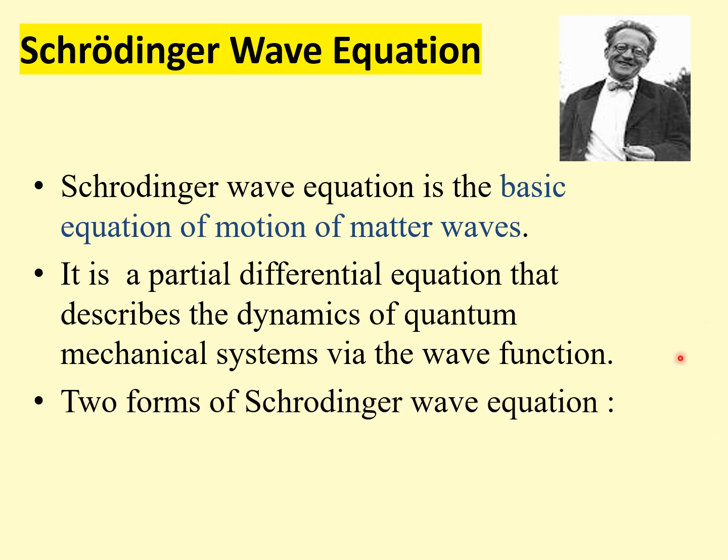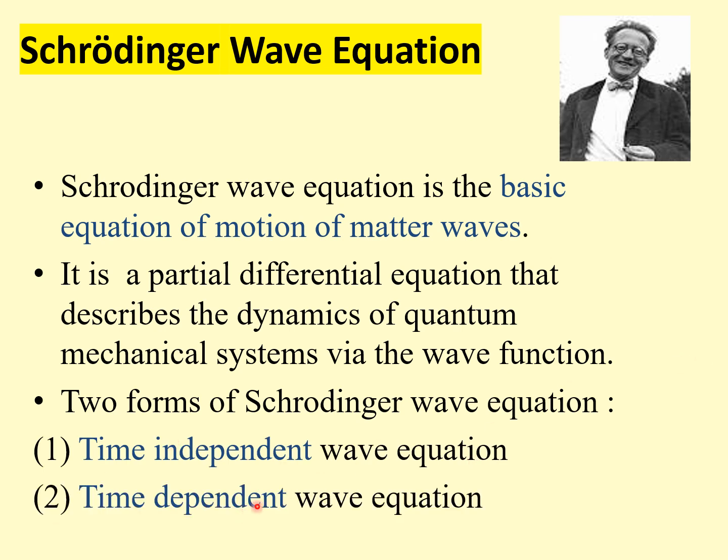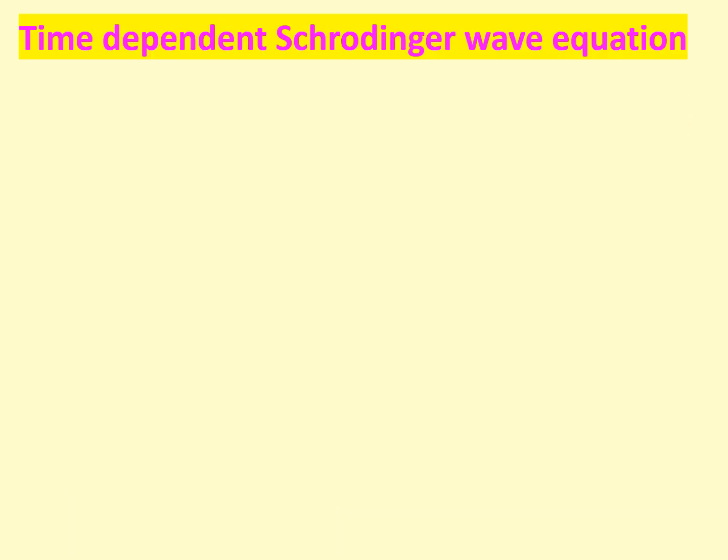There are two forms of the Schrödinger wave equation. One is the time dependent and one is the time independent wave equation. So first we discuss the time dependent Schrödinger wave equation.